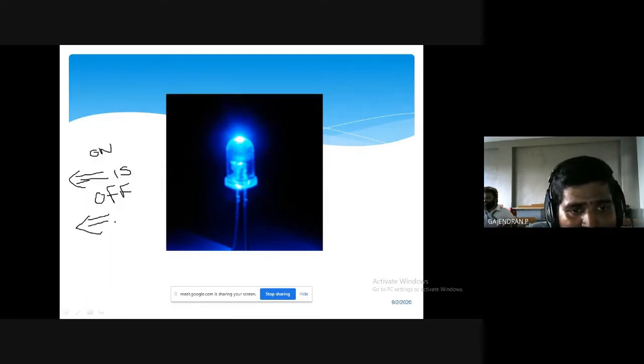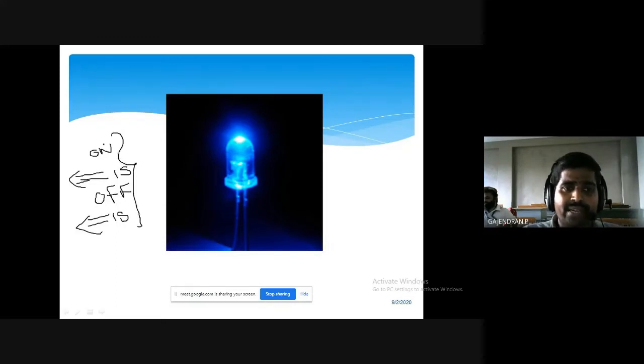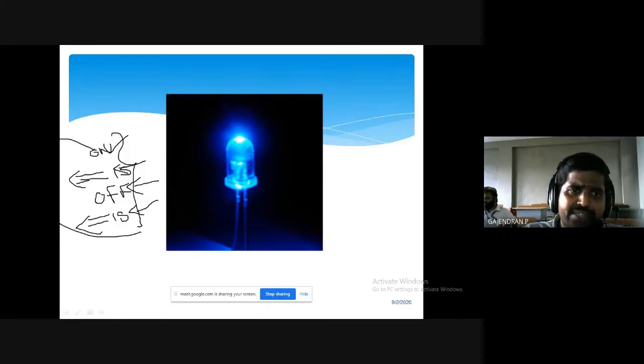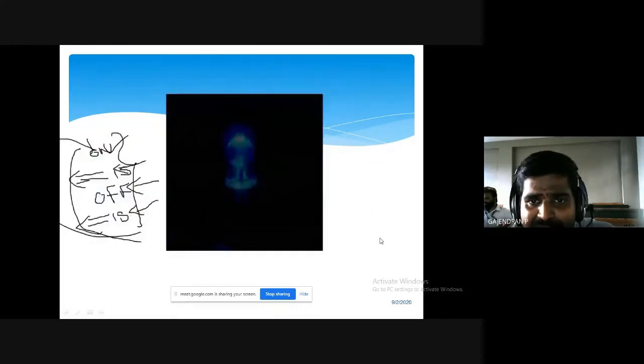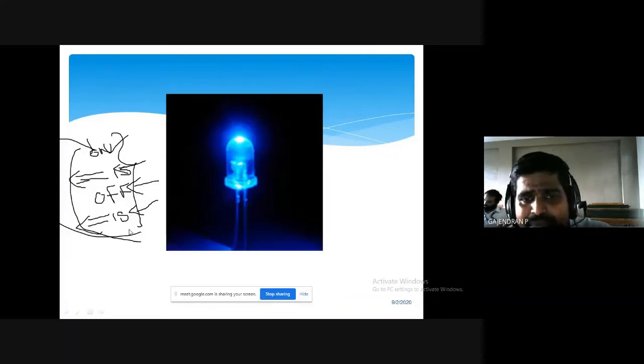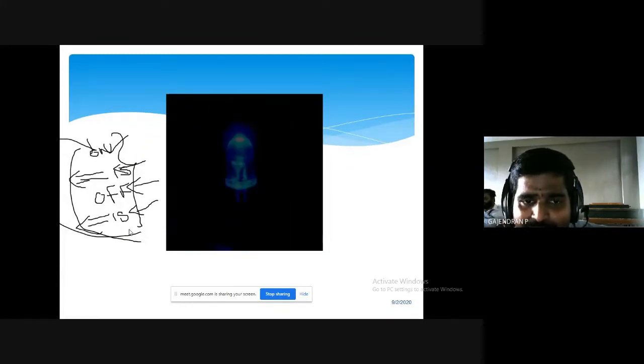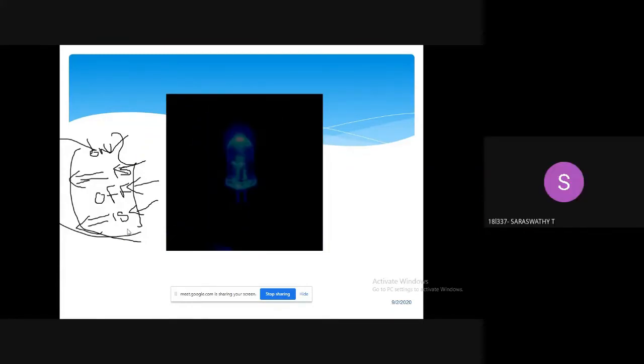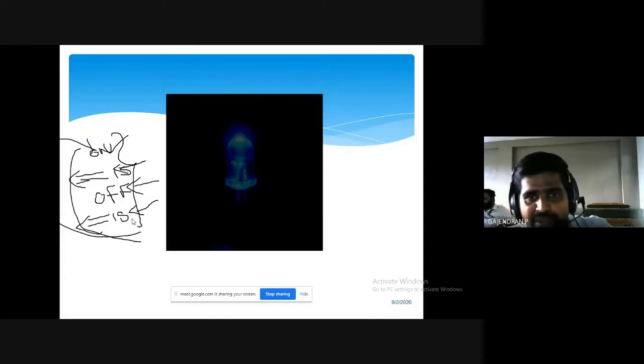I need to introduce another delay. This is the program structure you are going to write. On, introduce the delay. Off, introduce the delay. Continuously run the same coding. See, the LED blinks continuously, isn't it? So where do I need to write the coding, in void setup or void loop? Where do I need to write the blinking coding? Void loop. Very good.